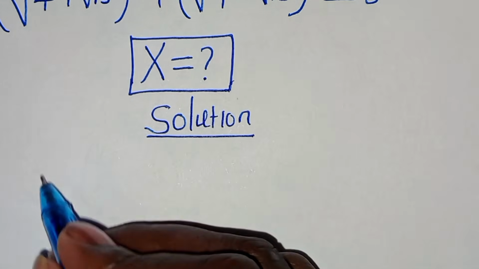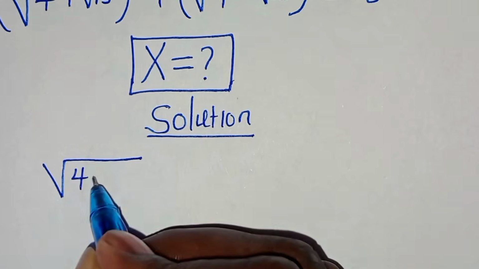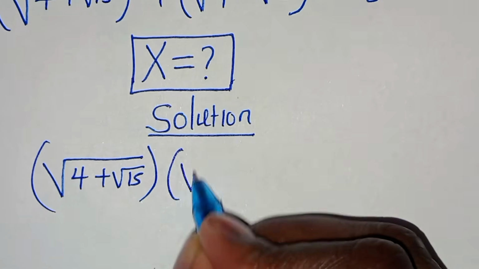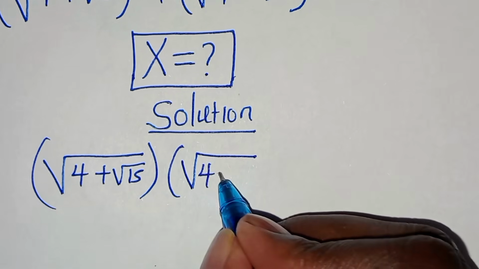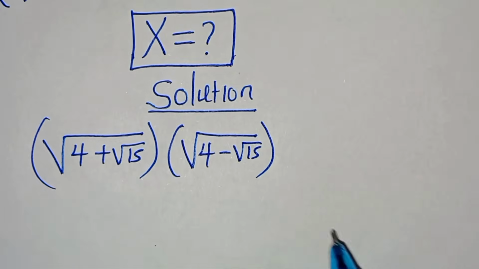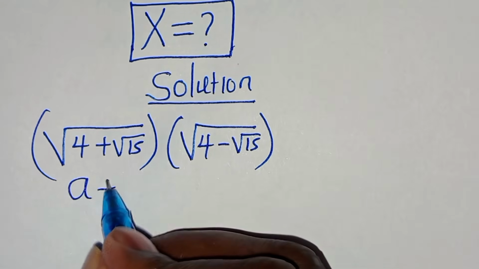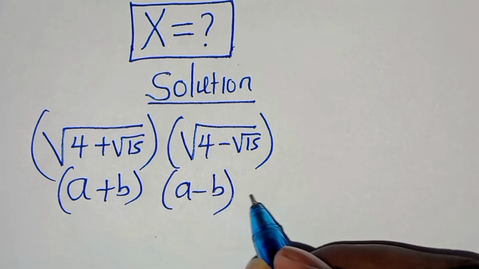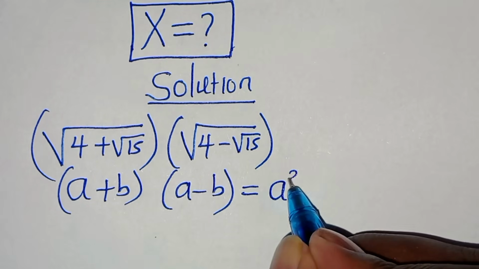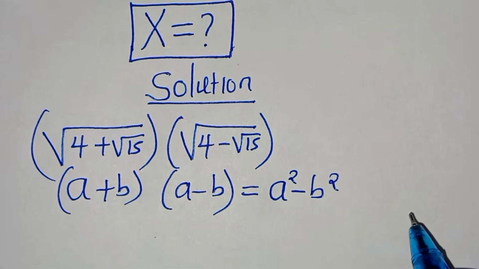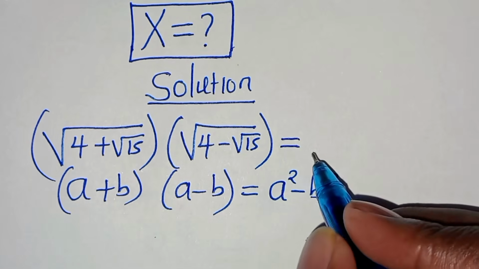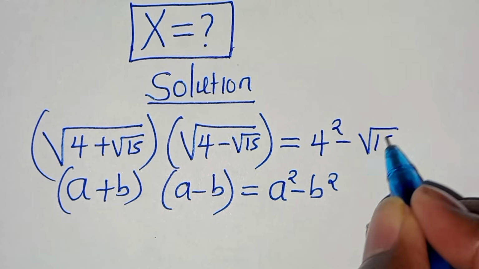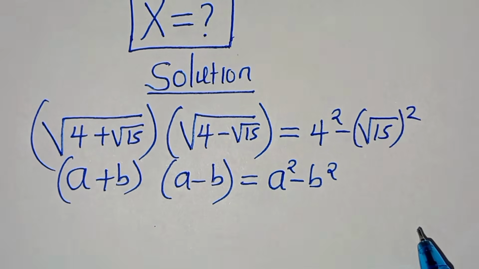Now we have the square root of 4 plus square root of 15, multiplied by square root of 4 minus square root of 15. This is in the form of a plus b multiplied by a minus b, which we can express as a to the power of 2 minus b to the power of 2. So this is the same thing as 4 to the power of 2 minus square root of 15 raised to the power of 2.